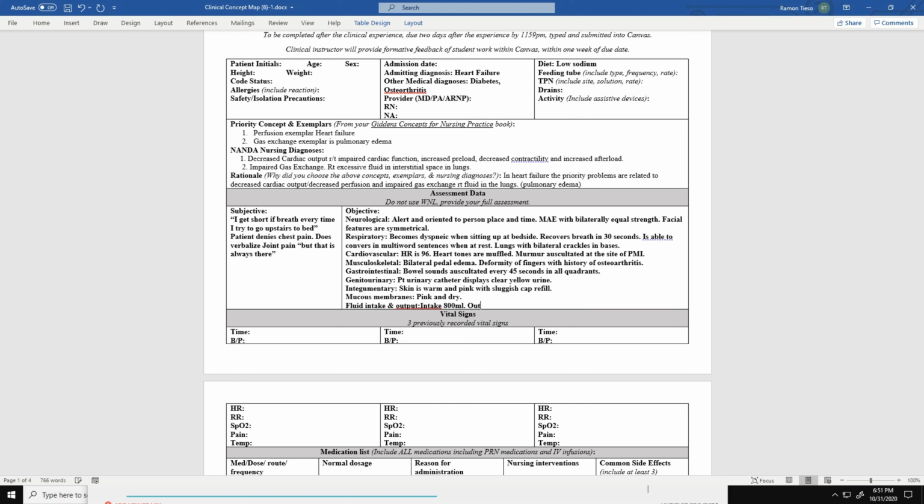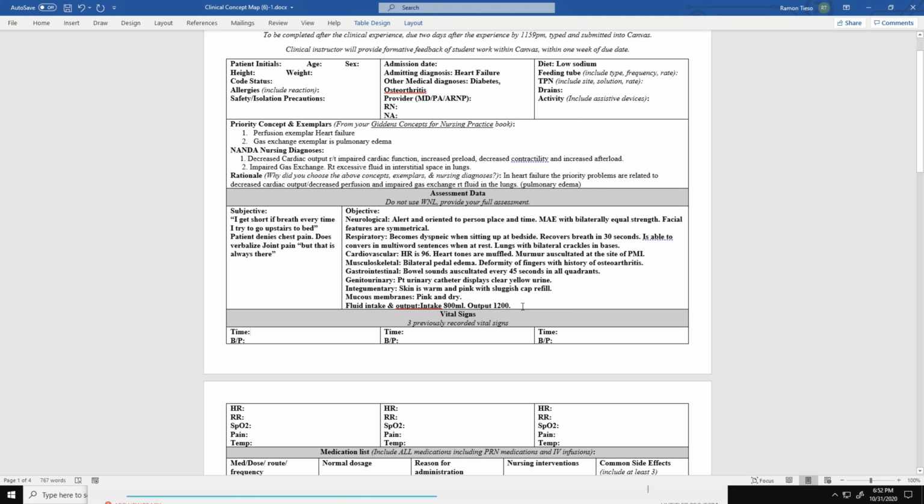Output. Now if he threw up or something, that goes in there too in your output, right? But we're not going to say he threw up. We're just going to say his output is whatever is in his Foley bag. So you look in there and let's just say it's 1200. And that's probably good because this is a guy that you want more output than intake because he's got heart failure. He's got an excess in fluid, and you're probably giving him medicines that will cause him to do that.